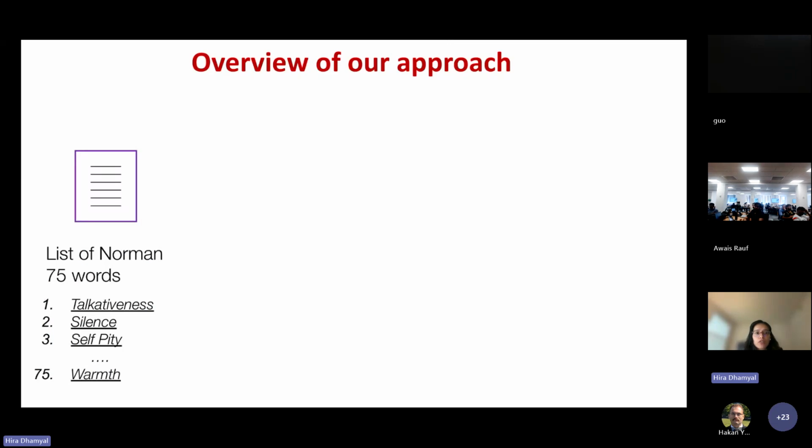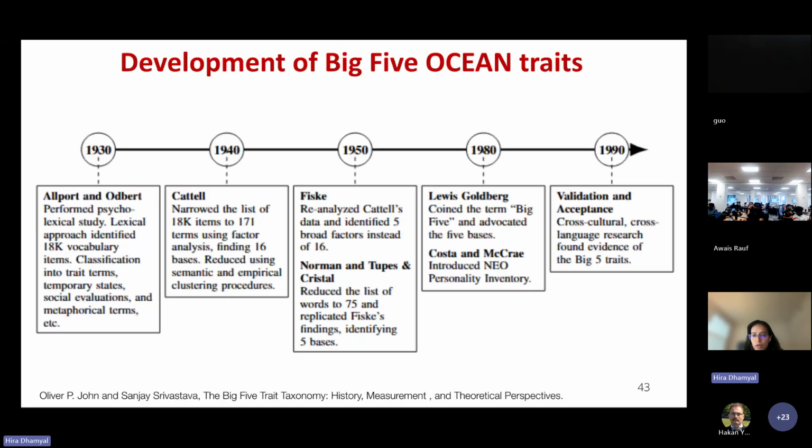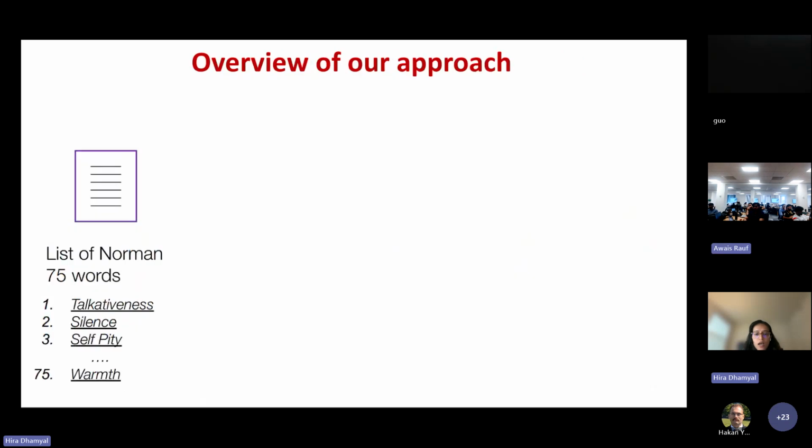What we do is we try to reanalyze these words. We start with the 75 words identified by Norman. Norman is the person who reduced this list of 18,000 words to 75 words and discovered the 5 bases. So we start with the list of 75 words that Norman has. If you look at what these words are, like talkativeness or silence or self-pity or warmth, we say, okay, these are just words, but how are these words used to describe other people?